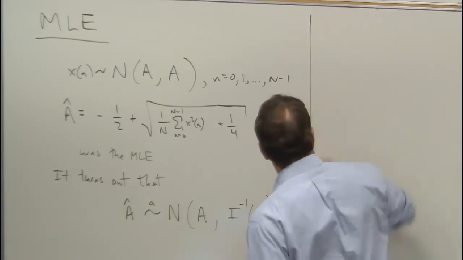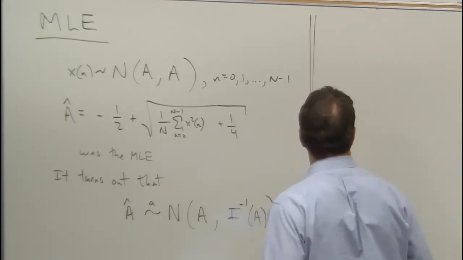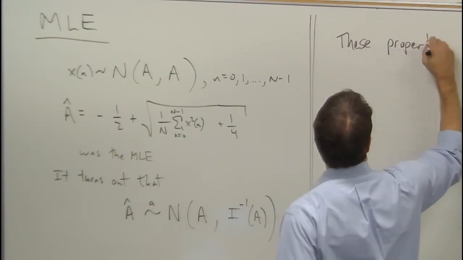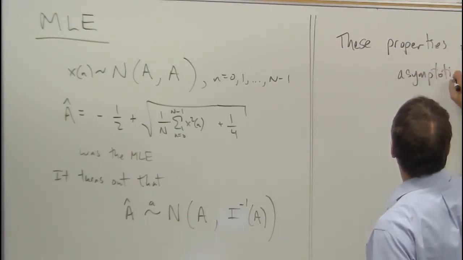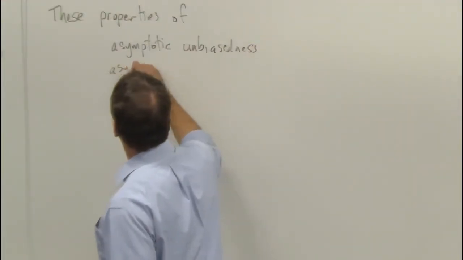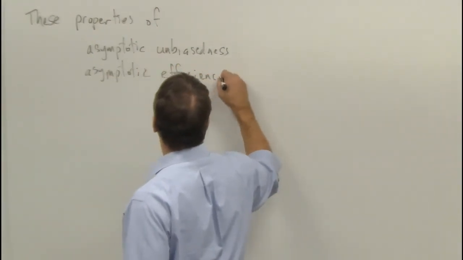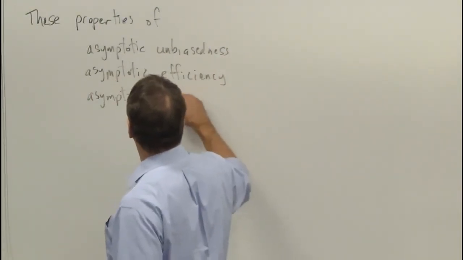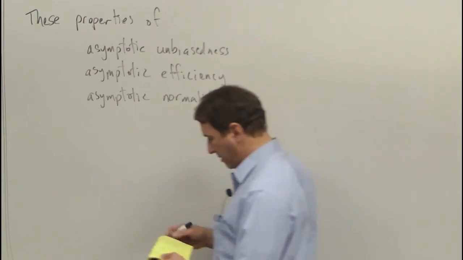And in general, these properties of asymptotic unbiasedness, asymptotic efficiency, and asymptotic normality hold in general for the maximum likelihood estimate.